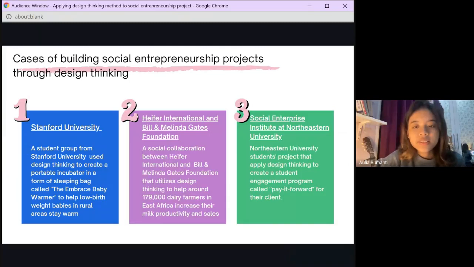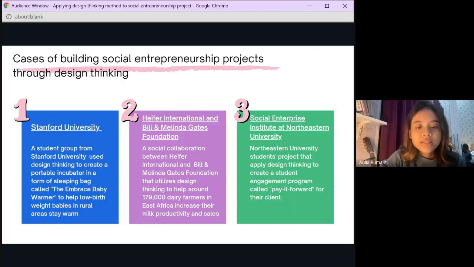Now we're gonna discuss some social entrepreneurship projects that utilize design thinking. The first case is from Stanford University in 2007, in which a group of students from Stanford University used design thinking to create a portable incubator in the form of a sleeping bag called the Embrace Baby Warmer to help low birth weight babies in rural areas keep their bodies warm.